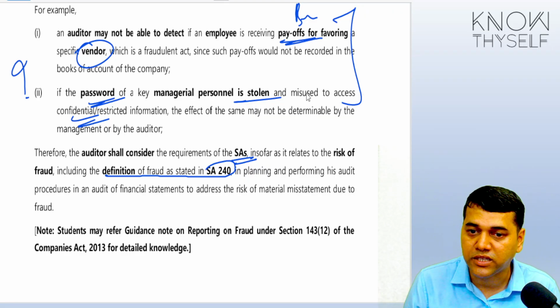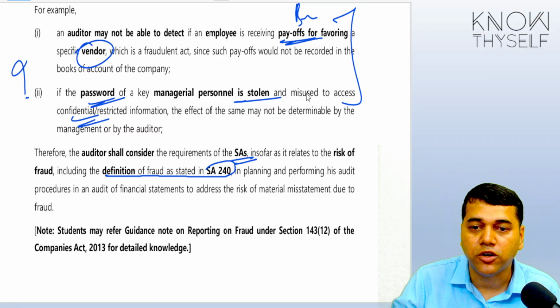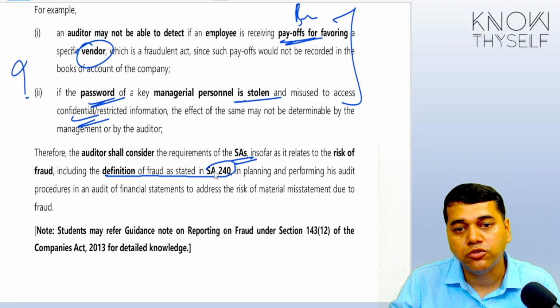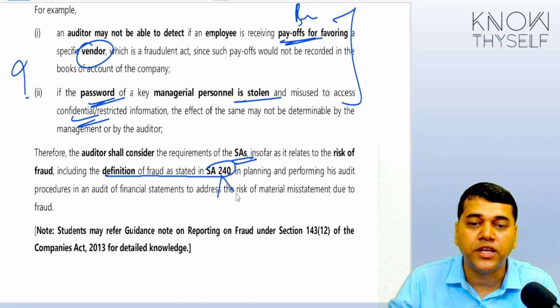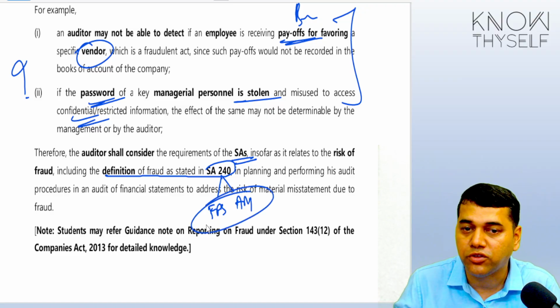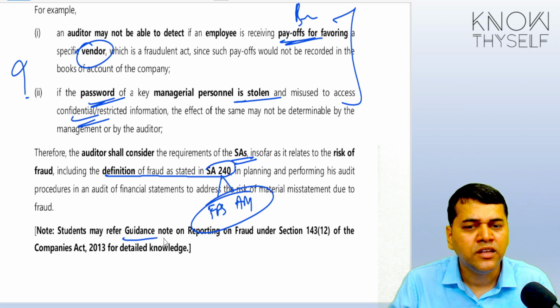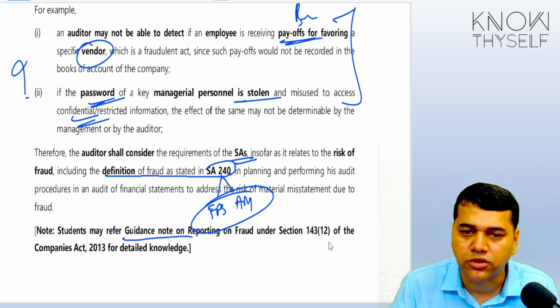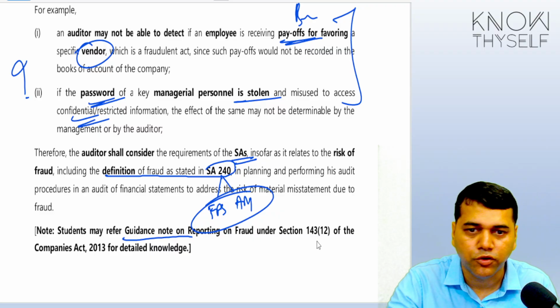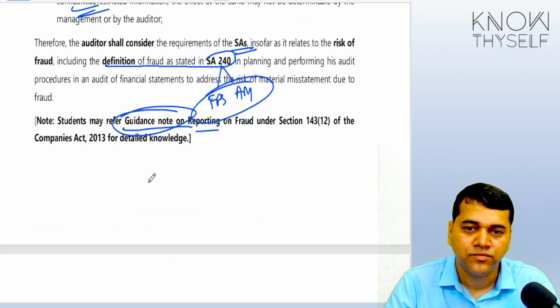I hope you are clear, students, about this para. What they are trying to tell is your responsibility to report fraud is restricted to which type of frauds defined in 240? Fraudulent financial statement and asset misappropriation. Only you should focus on this, not that bribe. Okay, so they say if you want, you can refer to the guidance note. Already too much is there. Okay, we will focus on this only. Then after the exams and all, you can refer to this guidance note.